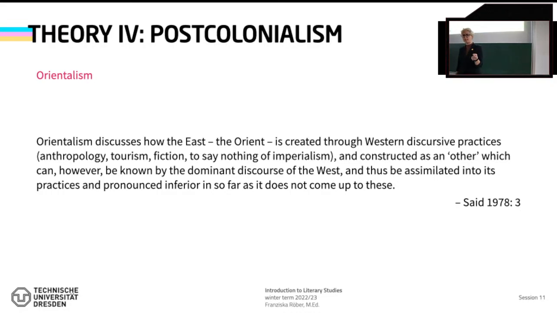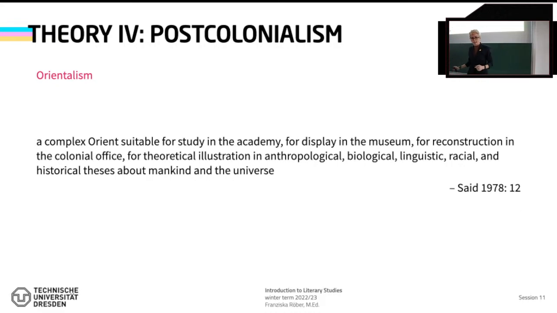I hope I have given you the example of John Barrow last week, but also if we later look at Aladdin, we also see the same things. This is how the East is viewed through the eyes of the West. So what the West is doing is it creates a complex Orient suitable for study in the academy, for display in the museum, for reconstruction in the colonial office, for theoretical illustration in anthropological, biological, linguistic, racial, and historical theses about mankind and the universe. So the Orient that is being produced is not a real place in a way. It's an amalgamation of various different cultures that are situated across the border from the West.